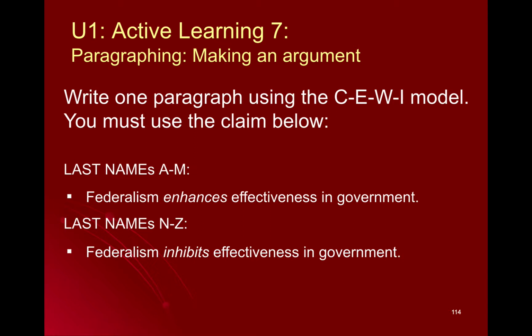So you have to come up with a piece of evidence, you have to explain that in your warrant, and then you have to further say an impact. Why is this important? Why does it matter? And remember, you want to touch on everything in the claim. So you should show that you know what federalism means, and how it enhances or inhibits effectiveness. So what do you think that means in government?